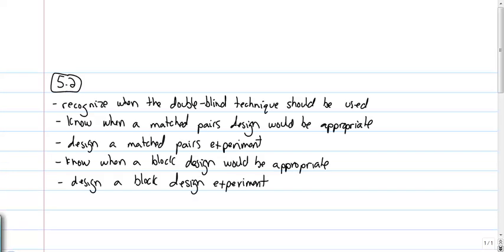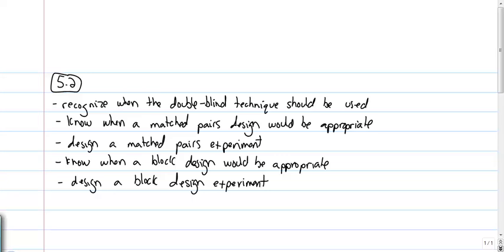Okay, let's wrap up our discussion of experiment design. Here are the objectives for this lesson. You might want to pause this again while you copy down these objectives. You're also going to want to grab your textbook because I'm going to refer back to a bunch of examples in the book. So, copy down the objectives, grab your textbook, and then hit play again when you're ready to move on.